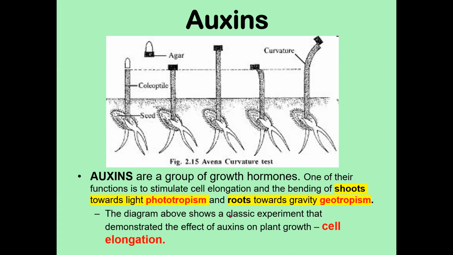So it helped explain the idea of phototropism. Now, photo means light, tropism means moving towards the light. So a plant moves toward, in this case, it bends towards the light. Now the other one, roots grow towards gravity. So that's called geotropism.